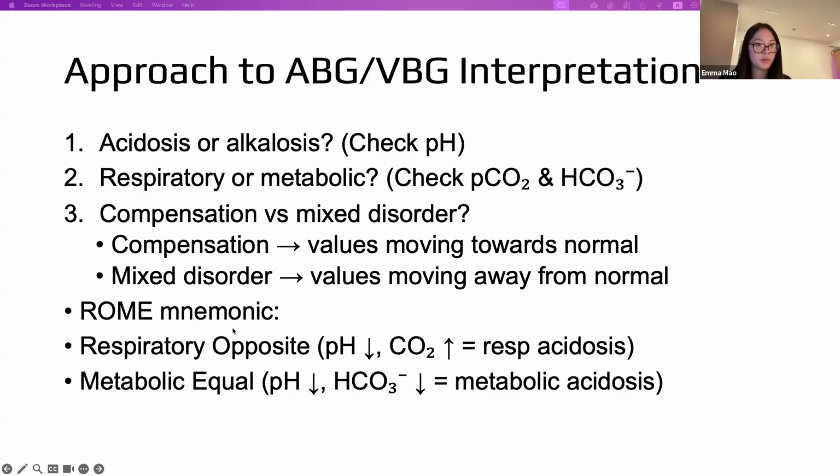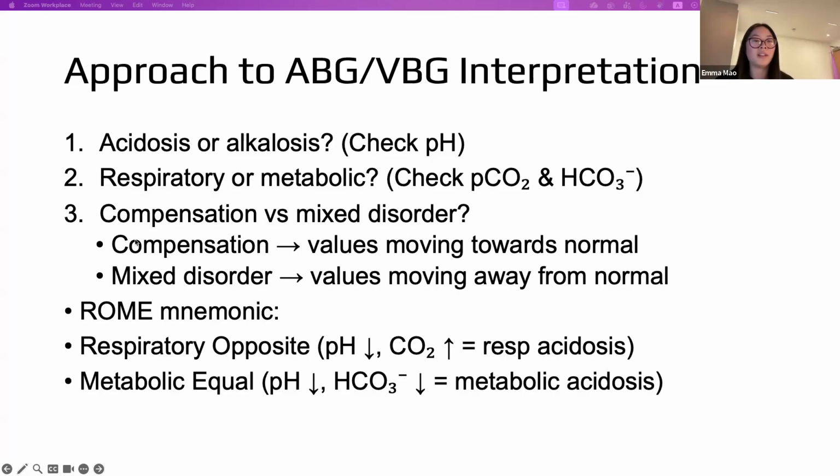So here is the ROME mnemonic. If the CO2 is high and the pH is low, then it's likely a respiratory cause. And metabolic causes are aligned with the bicarbonate and the pH. Which kind of makes sense because CO2 is an acid and bicarbonate is a buffer to the system.